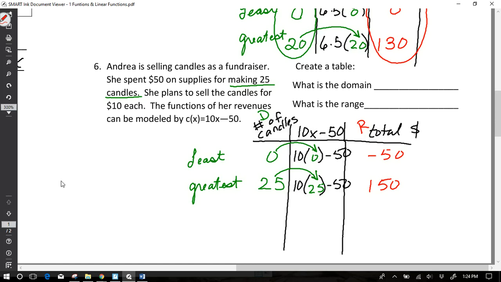Now I want you to try to write for me what is the possible domain and what is the possible range. Pause the video and see if you can fill in the domain and range just like we did in example 5.